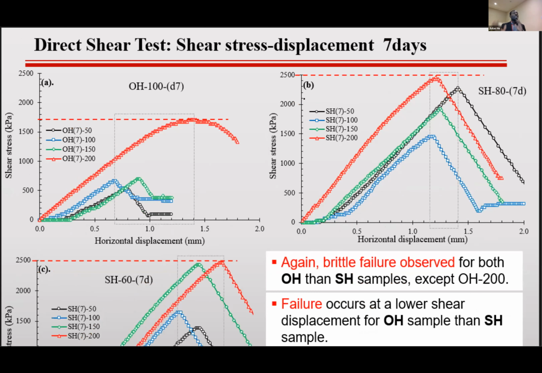The 7-day sample shows a similar trend compared to the optimum moisture content. But the increase in the shear strength was about 45%, as compared to the 36% that was measured.